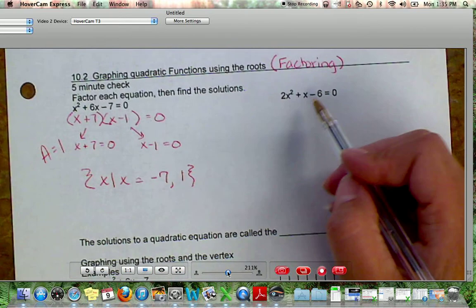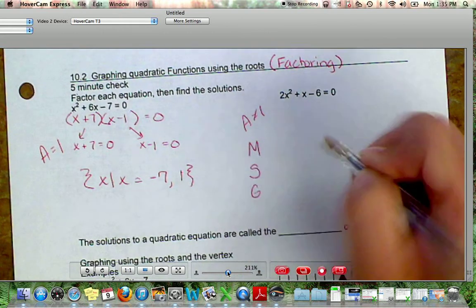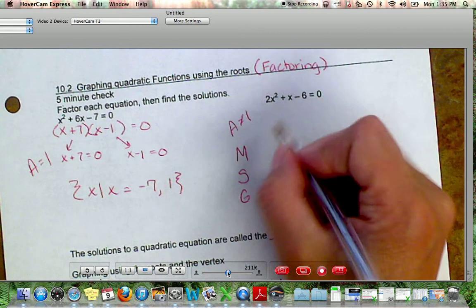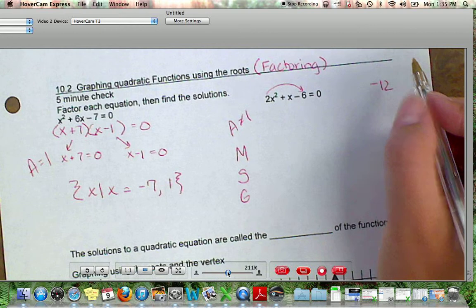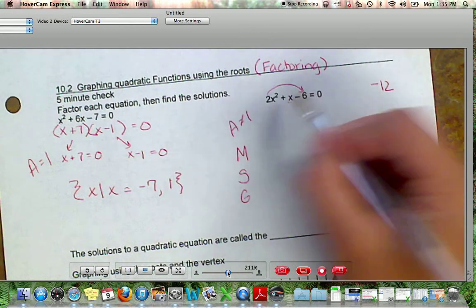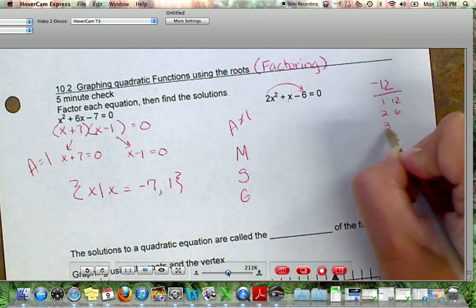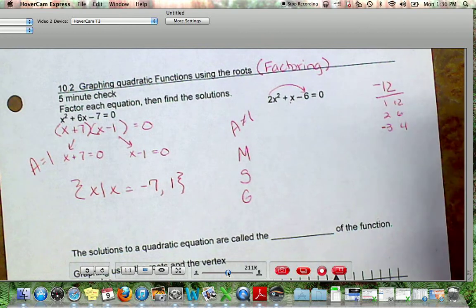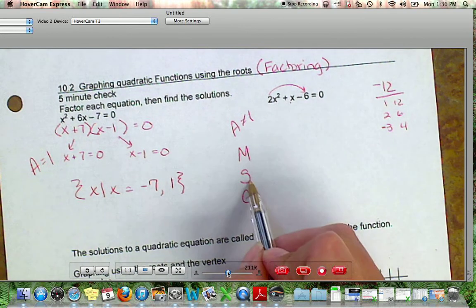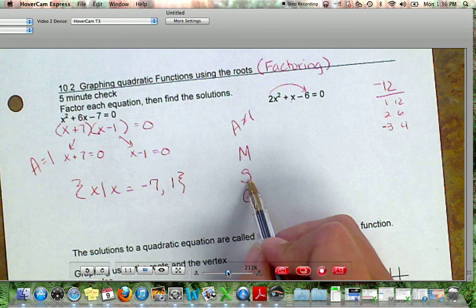If you look at this one, a does not equal 1, so we're doing MSG. So we multiply the a times the c, which gives us -12. Find the factors of -12 that add up to 1. So that's actually going to be not 1 and 12, not 2 and 6, but 3 and 4. We want to add up to +1, so it's going to be -3 and +4. The S stands for split the B term. So M is multiply A times C. S is split the B term.